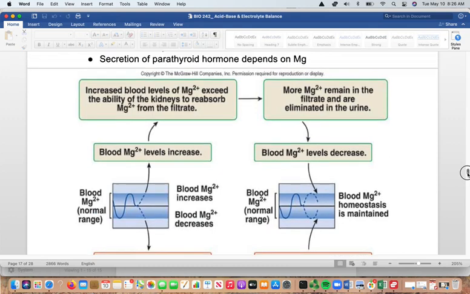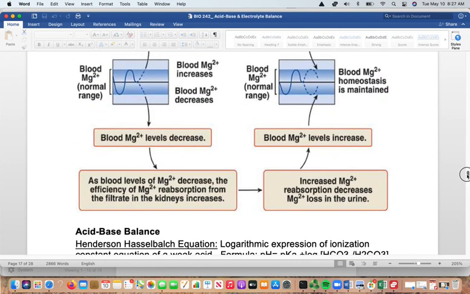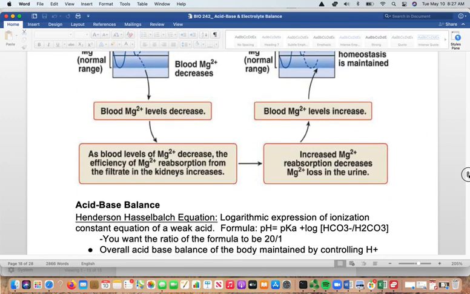So again, we have this homeostatic mechanism here. If your blood magnesium levels increase, you can exceed the ability of the kidneys to reabsorb it, so more will be lost in the urine. If the levels decrease, you'll have more of it be reabsorbed in the kidneys, less lost in the urine, and more in the bloodstream to return back to homeostasis.